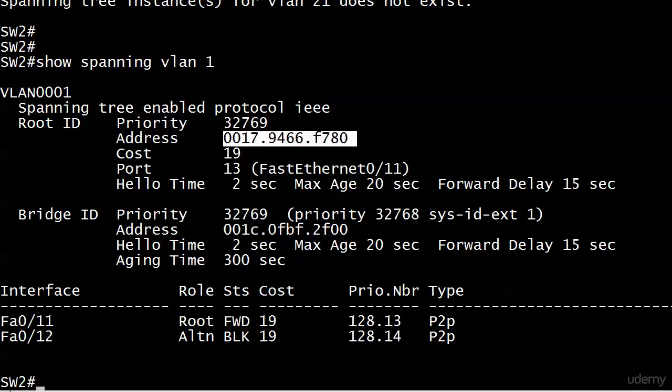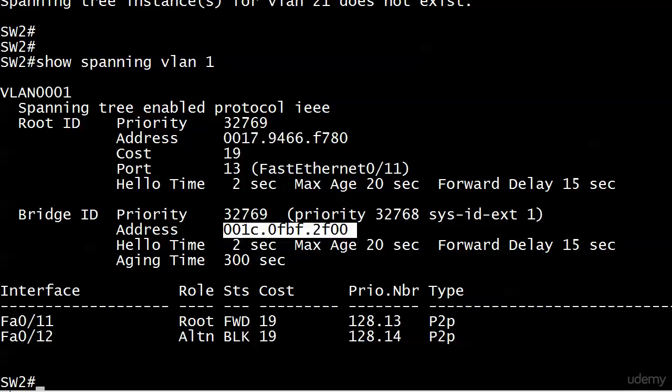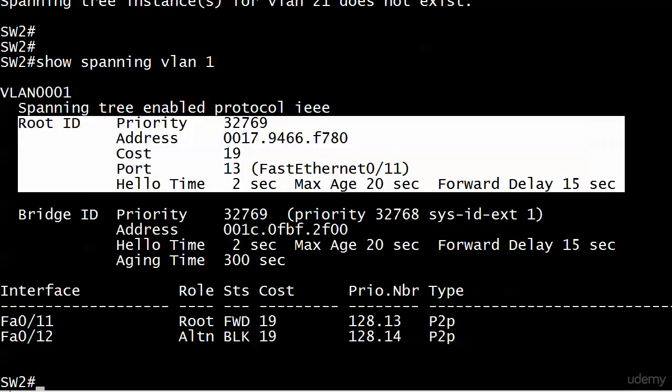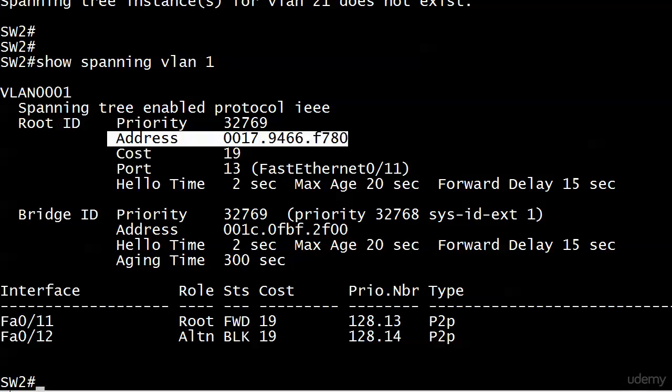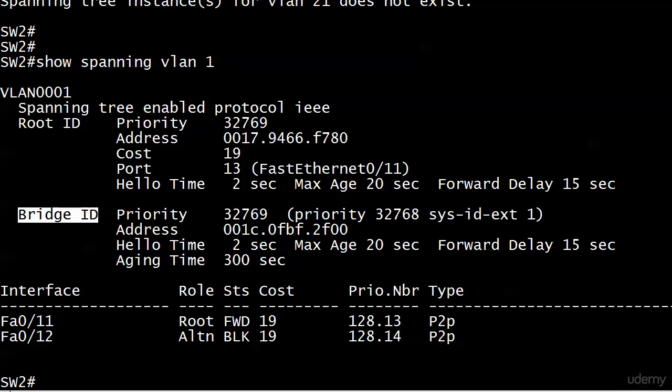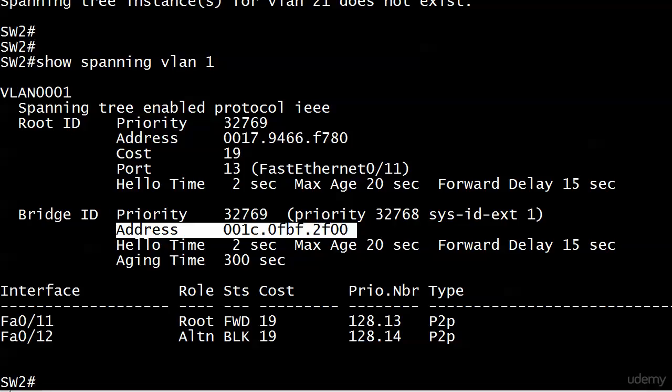Here's a MAC address under root ID, and here's a different one under bridge ID, which means we are not on the root. And here's why. Again, this information next to root ID all has to do with values on the root bridge. And we know we're not on it because the MAC address of the root bridge is 0017, etc. And the MAC address of the local switch, that's what we find under bridge ID, and that is 001C, etc. So we're good to go there. We know again that we are not on the root.